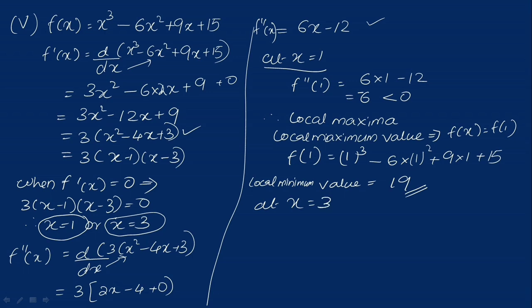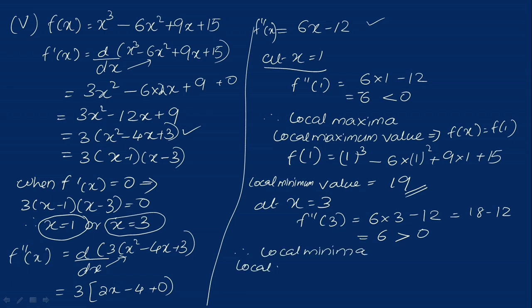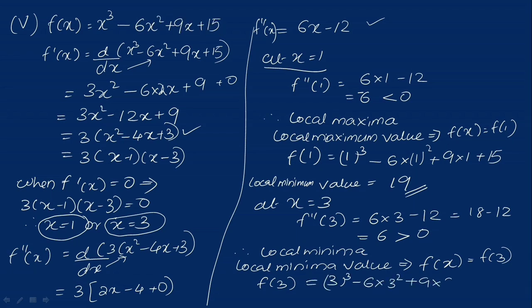Now at x equal to 3, we have f double dash of 3, that is 6x minus 12, that is 6 into 3 minus 12, that is 18 minus 12, that is 6. 6 is greater than 0, a positive quantity. So we have a local minima here. What is the local minima value? That is f of 3, that is 3 cube minus 6 into 3 square plus 9 into 3 plus 15. So the answer is 15. So the local minima value here is 15.